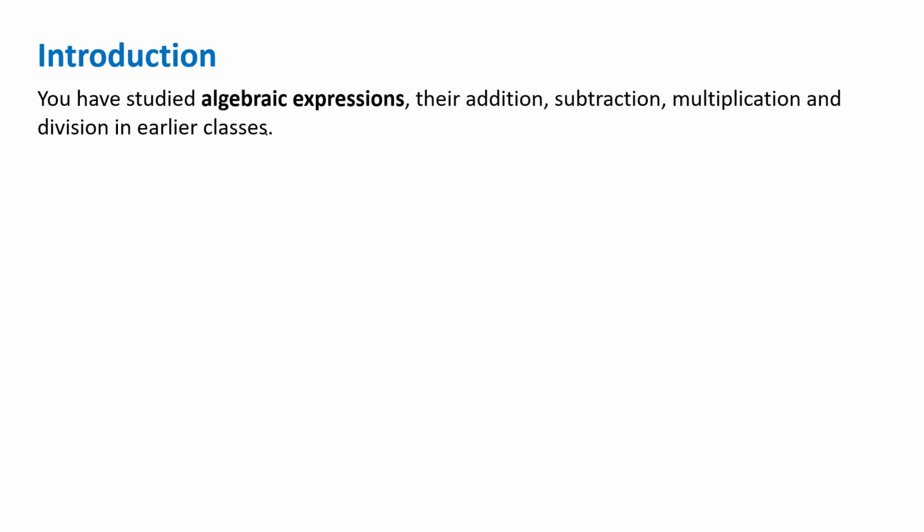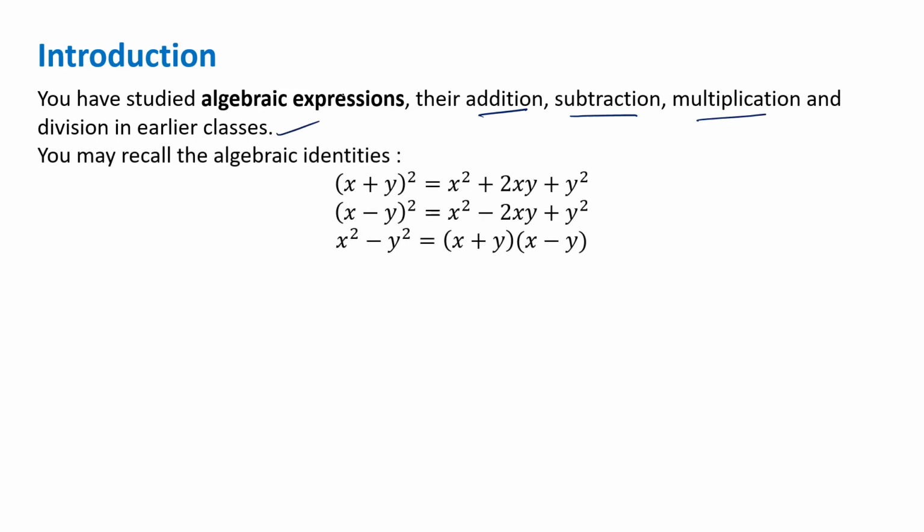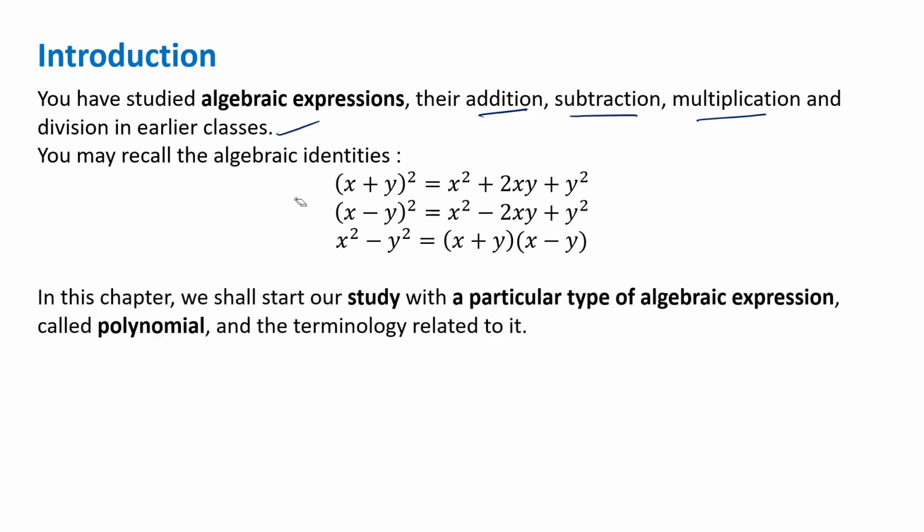You have already studied algebraic expressions and their addition, subtraction, multiplication, and division in earlier classes, that is in 8th. And you may also recall the algebraic identities which you studied in class 8th. In this chapter we shall start our study with a particular type of algebraic expression called a polynomial. These are algebraic expressions, but of a special kind, and what is special in it, we are going to discuss in this chapter. So we'll start with polynomials in one variable.